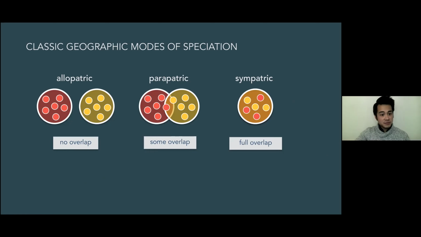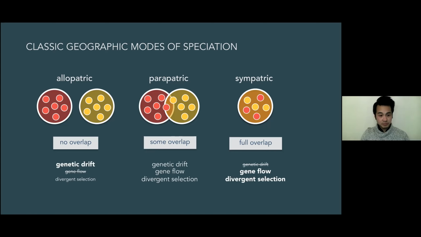How that's relevant to speciation is really the roles that these different mechanisms play in driving divergence between populations, as well as homogenizing it. In allopatry, you have a lot of genetic drift coming into play. Gene flow is not playing much of a role here, and divergent selection doesn't necessarily need to be super strong. On the other end of the spectrum, in sympatric speciation, there's a lot of gene flow, so you need a lot of divergent selection. And in parapatry, you have a little bit of everything playing a role, from genetic drift to gene flow and divergent selection.